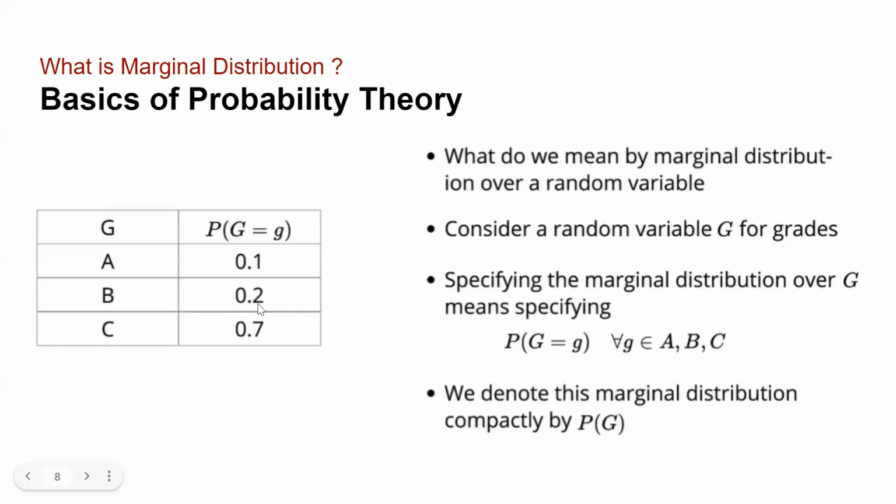The other name by which it is known is marginal distribution. So probability distribution, another name is marginal distribution. You can consider probability distribution as a broad umbrella, and within that, what we have seen is the marginal distribution.